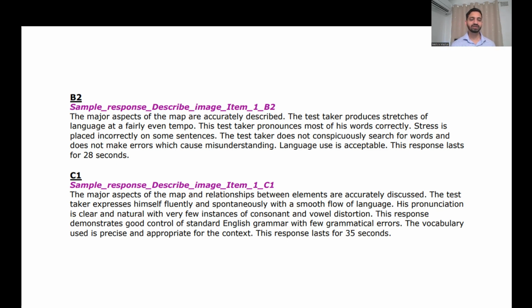Looking at C1, the major aspects of the map and relationships between elements are accurately discussed. The test taker expresses himself fluently and spontaneously with a smooth flow of language. His pronunciation is clear and natural with very few instances of consonant and vowel distortion. This response demonstrates good control of standard English grammar and few grammatical errors. The vocabulary used is precise and appropriate for the context. This response lasts for 35 seconds.